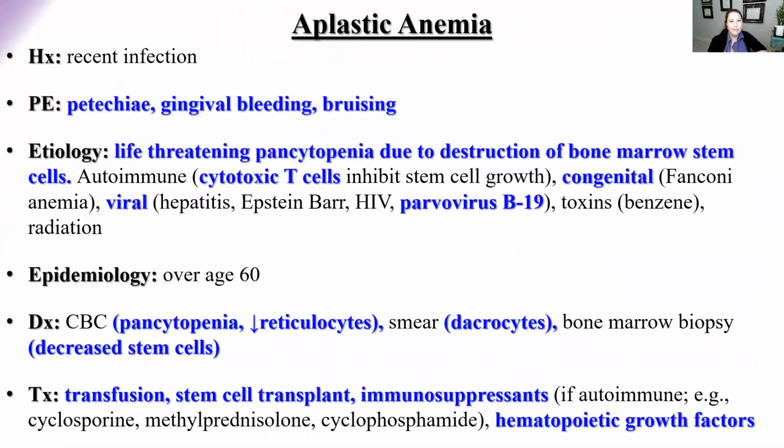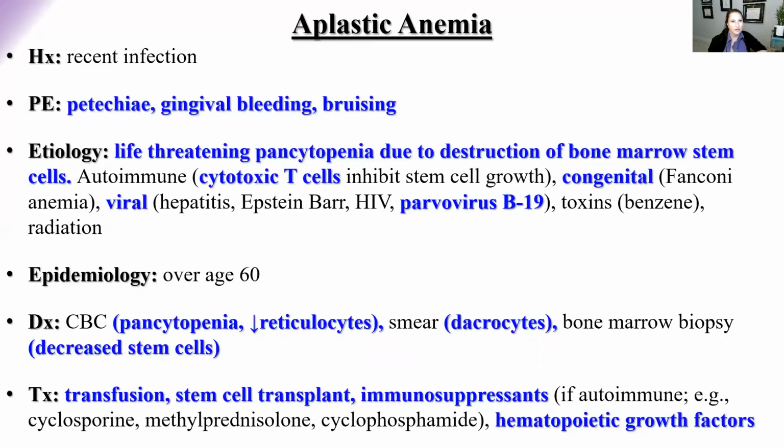Next, we have our aplastic anemia. Aplastic means no growth. This is a life-threatening pancytopenia. So the entire factory shut down. You're not making anything. This is due to the destruction of the bone marrow stem cells.